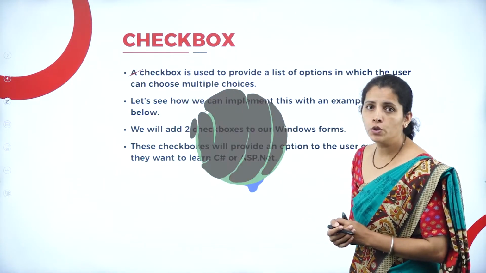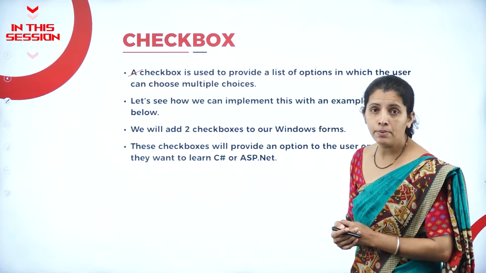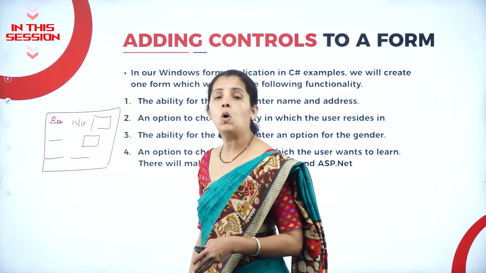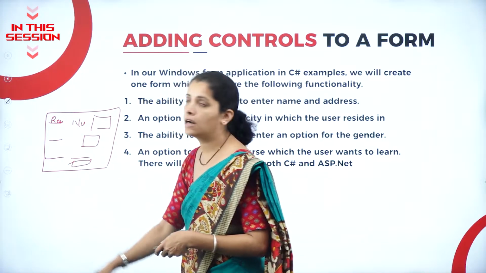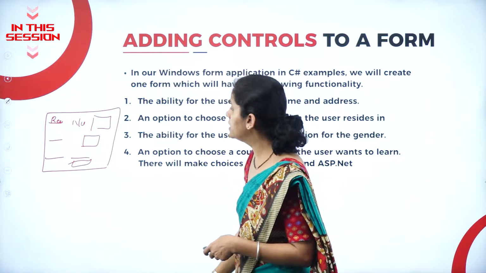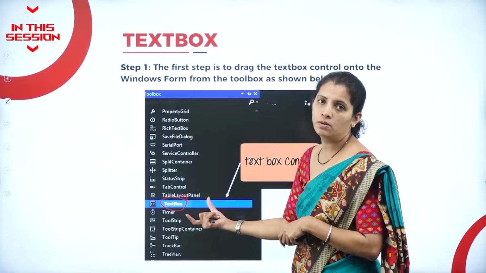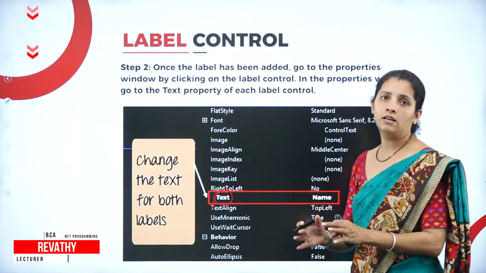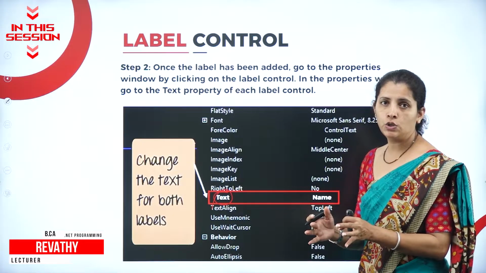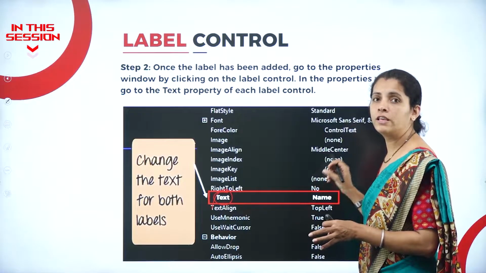Why am I going to use a checkbox? When I want to provide multiple options to the user. I'm going to use the label or text box to display the sum, and I must have a controller that is nothing but the button. From where am I going to get the text box? From the toolbox. I have the text and I want to change that default text into Name, because I'm going to use the label for the field name.